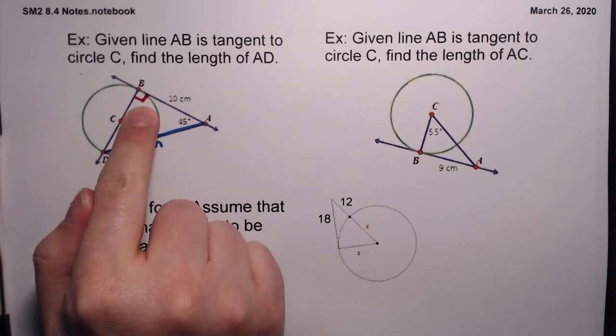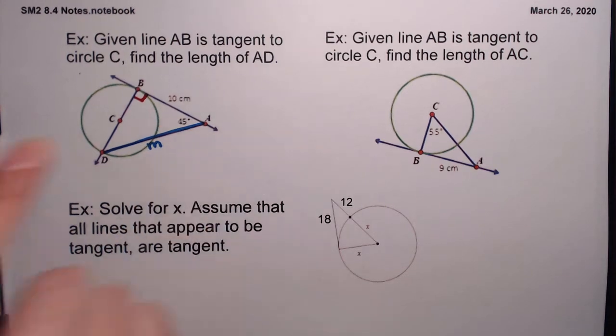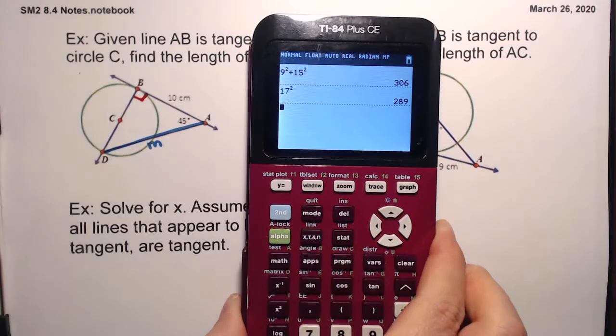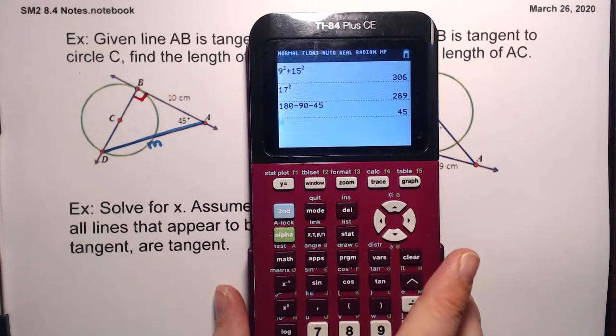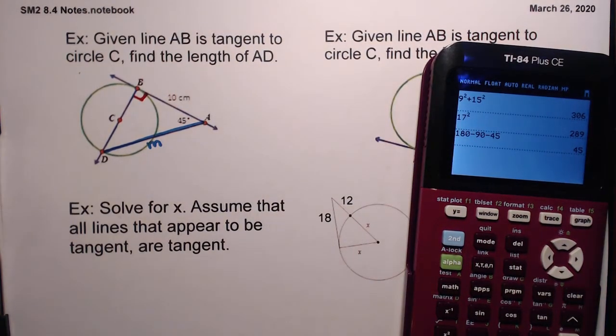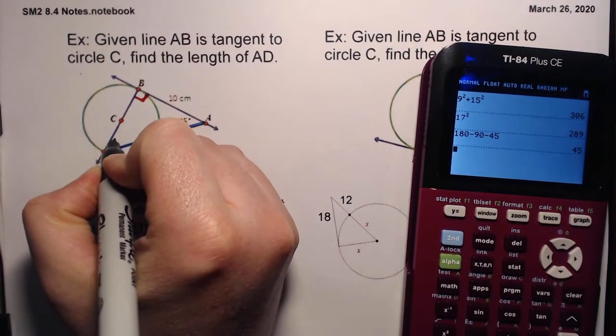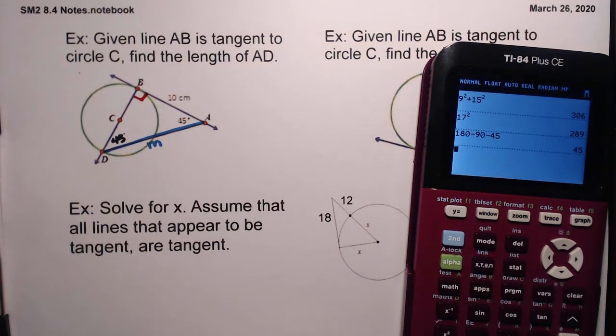Well, if this is 90 degrees, this is 45. And we need to remember that the sum of the interior angles of a triangle is 180. So I'm going to subtract the 90, subtract the 45, and that should give me my 45, 45, 90 triangle. Now, if you have gone through special right triangles, you'll know the relationship between these.